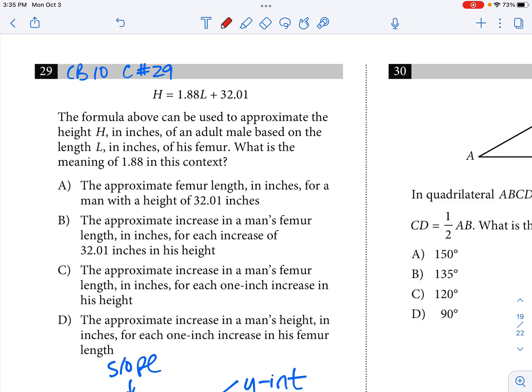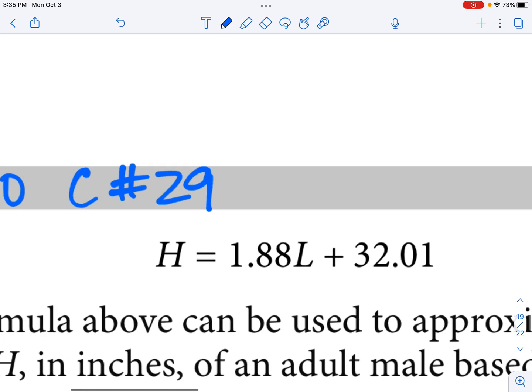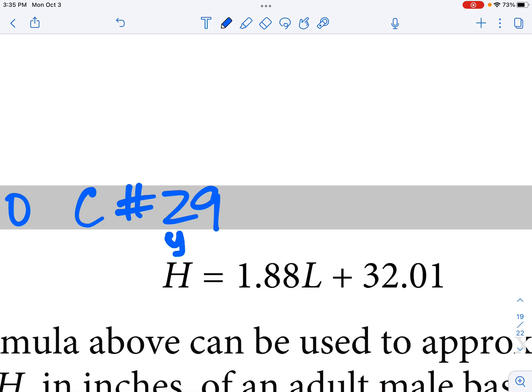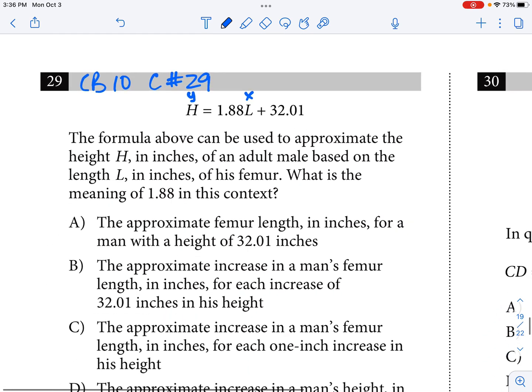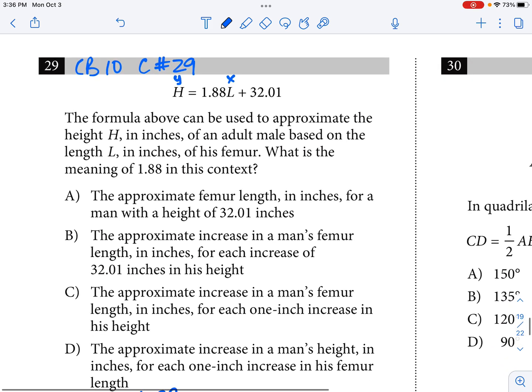College Board 10, this is calculator question number 29. We have a classic linear equation here, and instead of y equals mx plus b, we are given h and L. So the h represents our y value. I'm just going to write this here. And the L is representing our x value. Just because they use different variables doesn't mean we still can't figure out what this question is talking about.